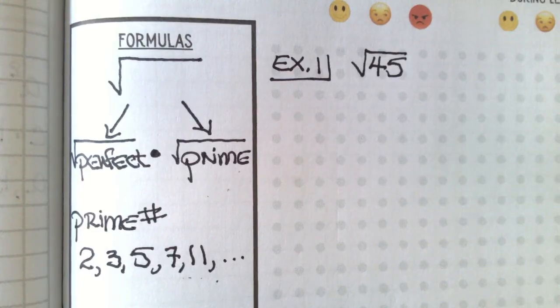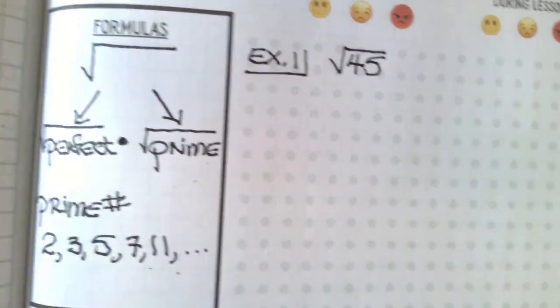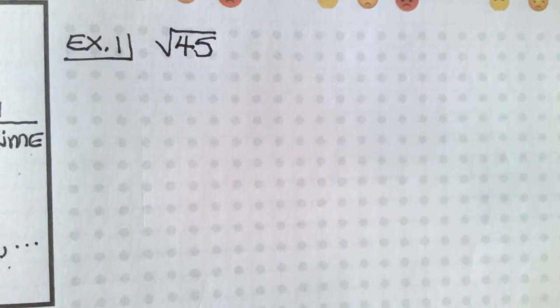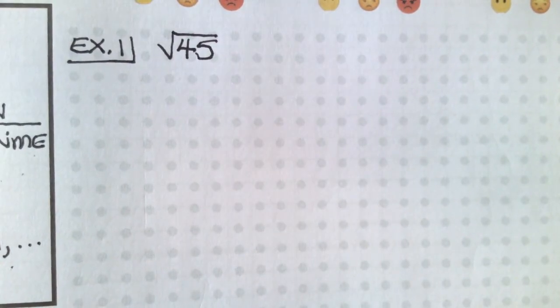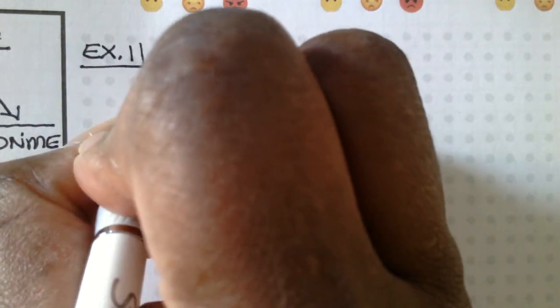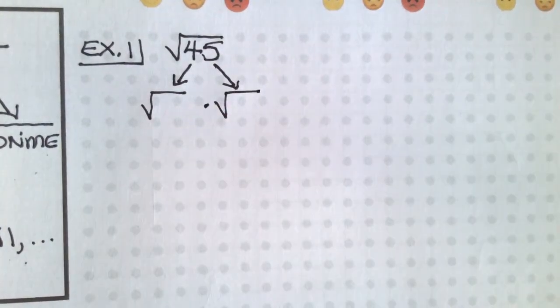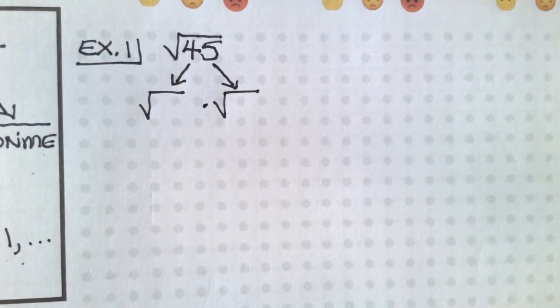So now, here we go with our breakdown. If we're looking at the square root of 45, we want to try to get as best as we can to break down a perfect square root times a prime square root. So if we really think about this, a way that I can get 45 that I know of is 9 and 5.